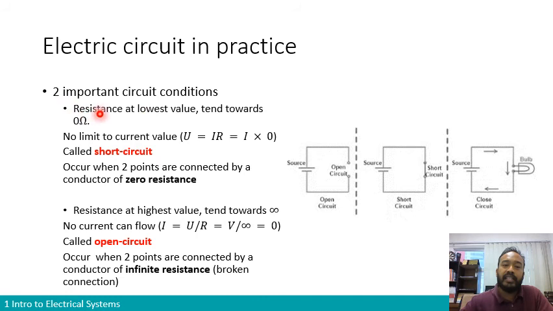So if we have the resistance at a very low value, so let's say it's very close to zero, if you look at U equals IR or U equals RI, if you supply the circuit with a certain voltage source, like a battery, for example, and if you have your resistance close to zero, it means there is no resistance at all. The current can circulate freely.